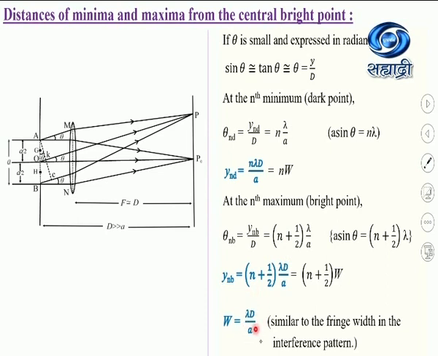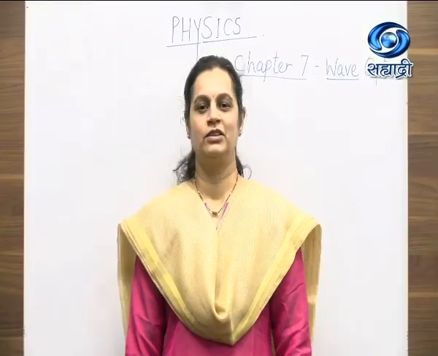So W is lambda D by a, which is similar to fringe width, and we have obtained the distances of nth dark and nth bright point on the screen. So the distance of nth dark point is n lambda D by a, and distance of nth bright point is (n plus half) into lambda D by a.